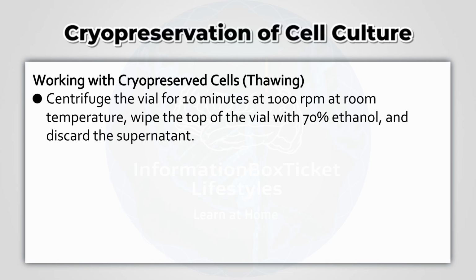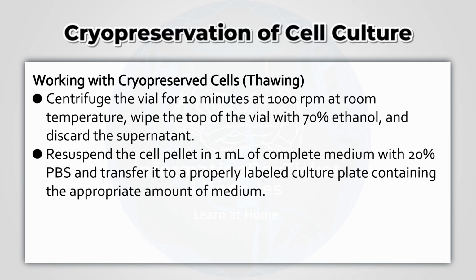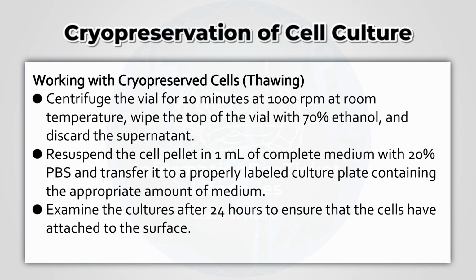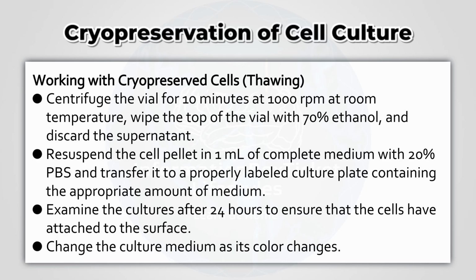Centrifuge the vial for 10 minutes at 1,000 revolutions per minute at room temperature. Wipe the top of the vial with 70% ethanol and discard the supernatant. Resuspend the cell pellet in 1 milliliter of complete medium with 20% PBS and transfer it to a properly labeled culture plate containing the appropriate amount of medium. Examine the cultures after 24 hours to ensure that the cells have attached to the surface. Change the culture medium as its color changes.